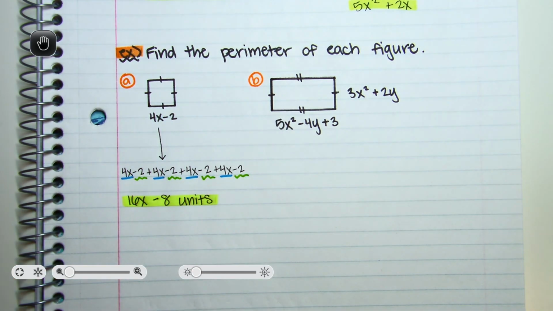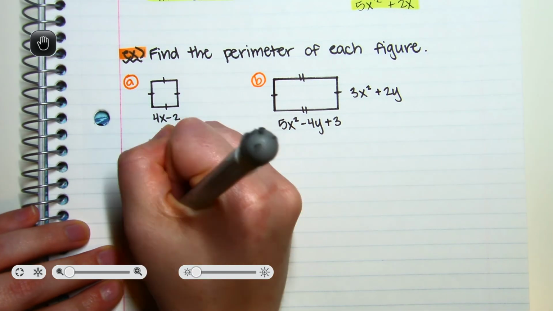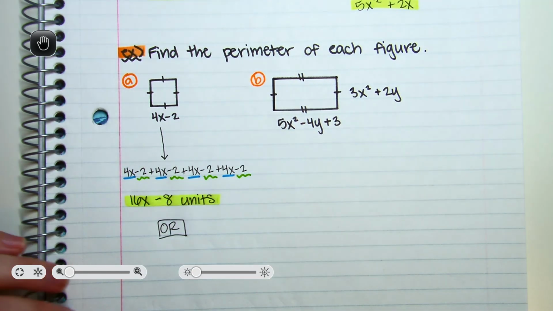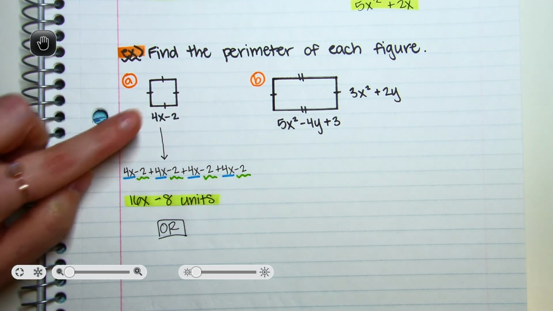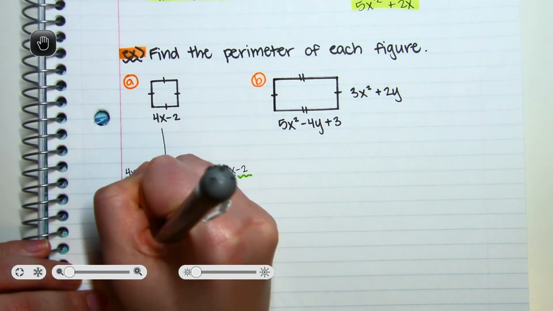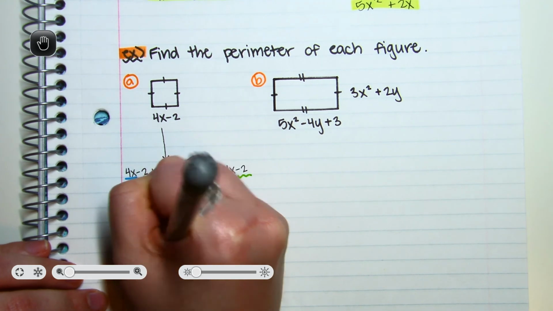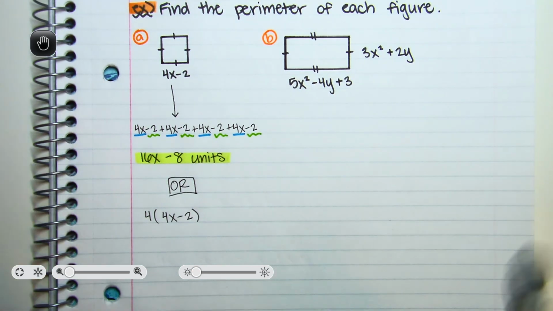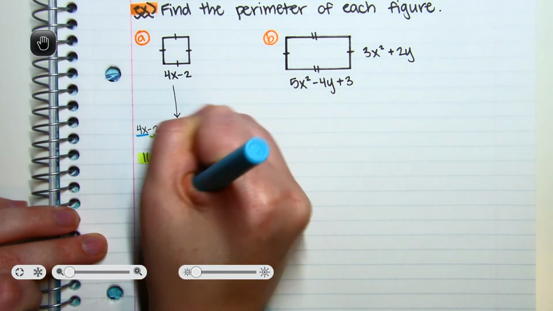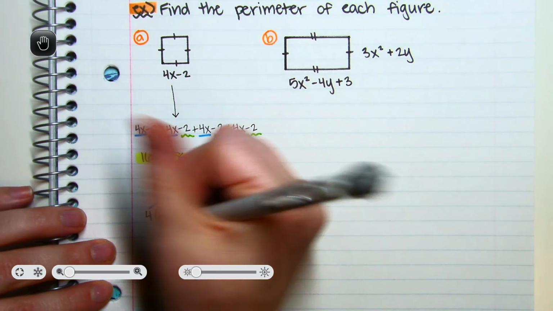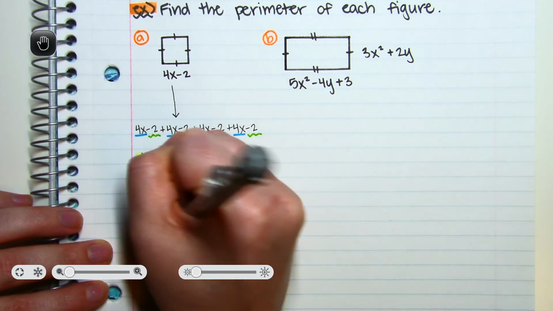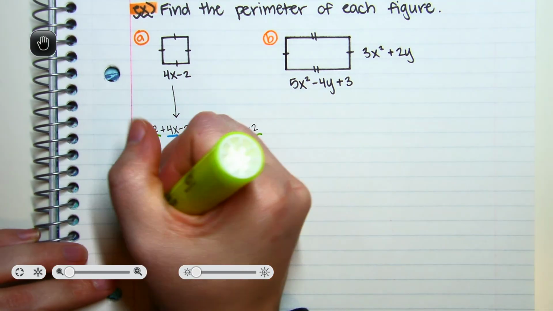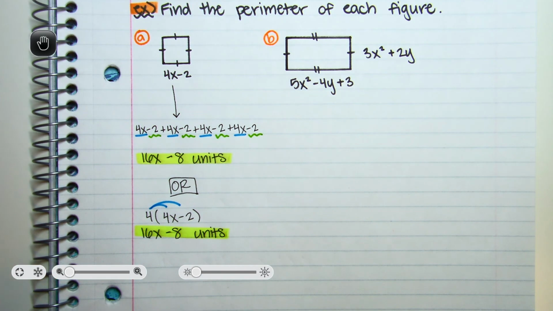Now the other option is, if the perimeter is all 4 sides added up and all 4 sides are the same, we can say it is 4 times the distance of one of those sides. And then from there, we can distribute that 4. And we get 16x minus 8. And again, we write units. 2 ways of getting the exact same thing.